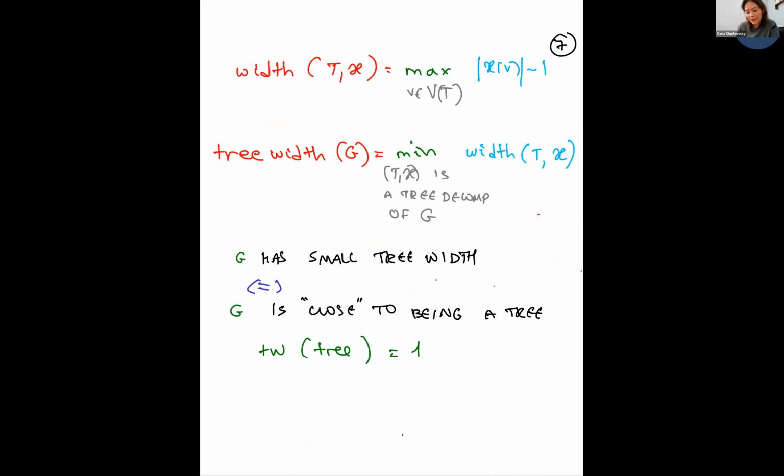Okay, so that was sort of an introduction to tree decompositions. And what you should really remember is that it's some way to represent the graph as a tree, the width is the size of the bags, and the width measures how close you are to being a tree.